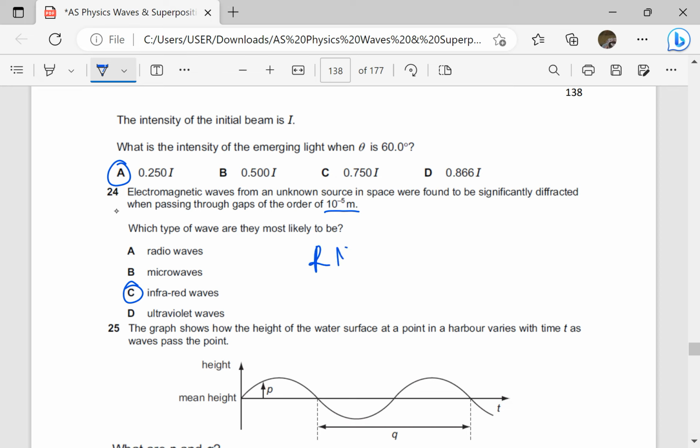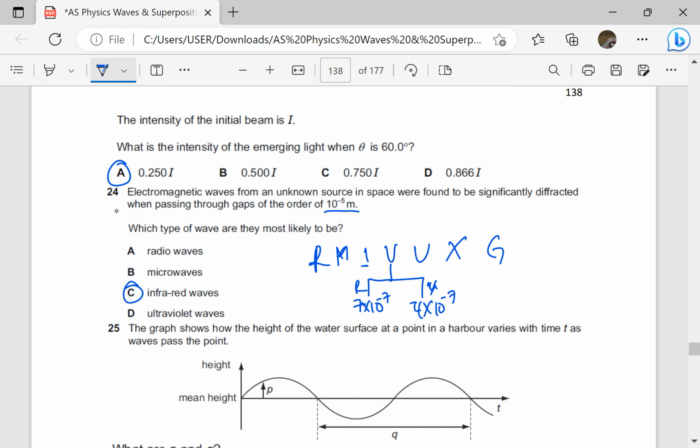Menela's mother is visiting Uncle Xavier's garden. Here we have visible light, which ranges between 7 times 10 power negative 7 to 4 times 10 power negative 7. Remember, this is red, this is ultraviolet, then this is violet.